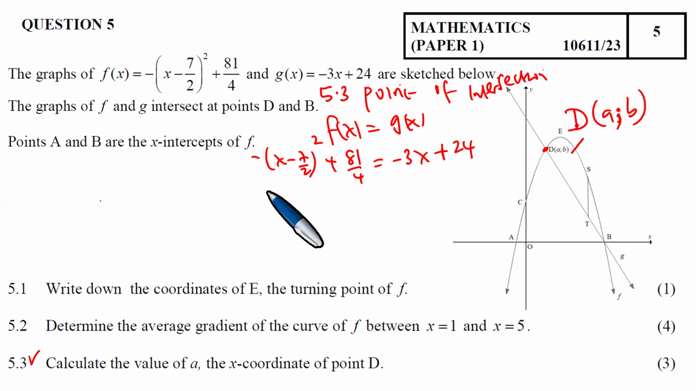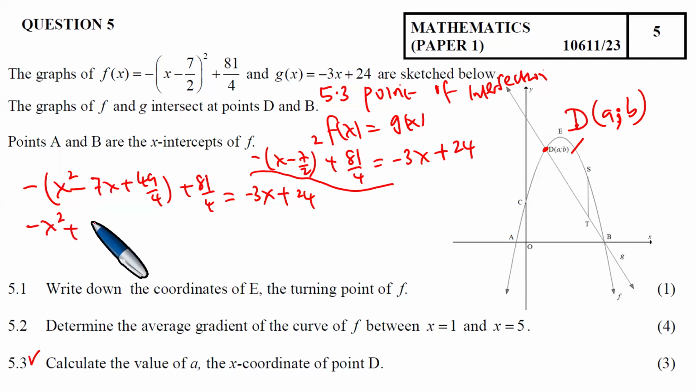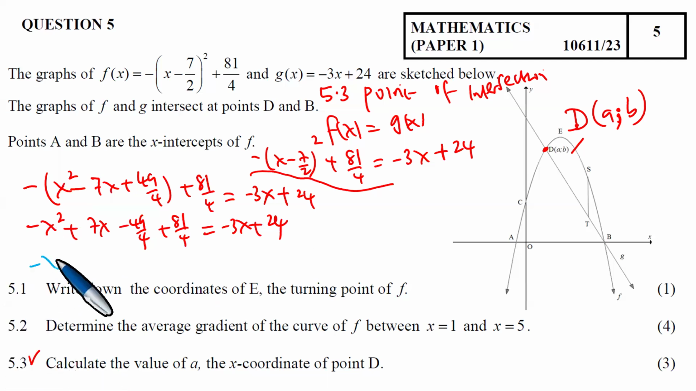And upon careful examination, we square this. If we square this, we have minus, you square the x, we have x squared minus 7x plus 49 out of 4, and then plus 81 out of 4, equals minus 3x plus 24. Minus x squared, now you have the 7x together with the 3x. It gives us exactly 10x. So we're done with that.